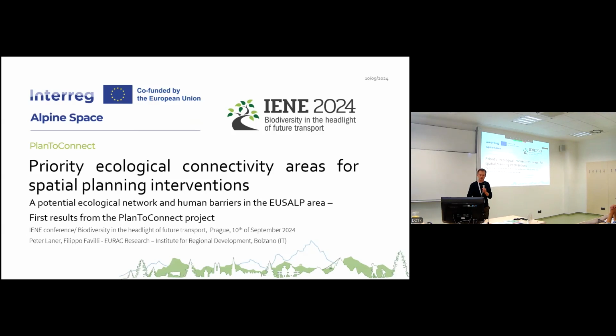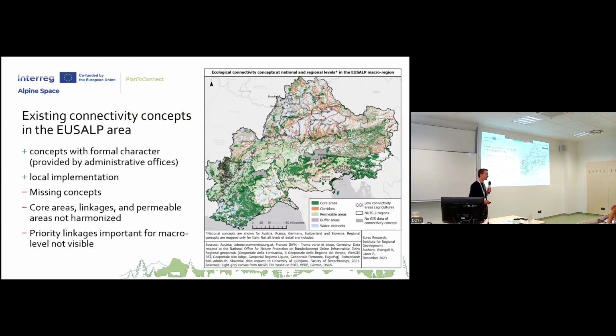We are trying to find out priority ecological connectivity areas for spatial planning interventions, and we try to elaborate the potential ecological network and to find out the most important human barriers in the Alpine Space. So first of all, we collected all the existing ecological connectivity concepts which are present in the Alpine Space. They are concepts which have a formal character because they are provided by administrative officers. You can download them, they are public. And they are very detailed, so they are actually used for local implementation.